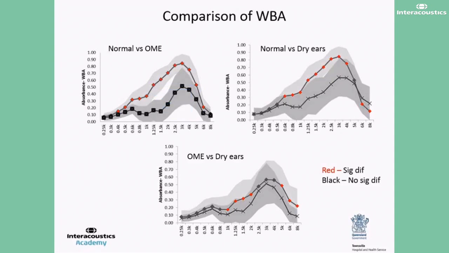As you can see, the absorbance was reduced in both the ears with and without effusion, but the ears with effusion had more reduced absorbance compared to the dry ears. And this difference was significant in the mid-frequency range here, and again in the very high frequencies. But as I said, the high frequencies are not as diagnostically important, so it's the mid-frequencies that are the area of interest.